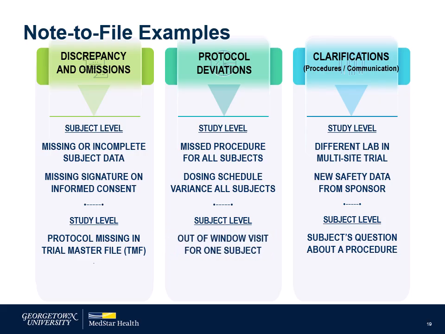And looking at clarifications, study level examples include using a different lab in a multi-site trial with approval by the sponsor, or any new safety data from the sponsor. And a subject level example includes a subject's question to clarify a procedure in the study.